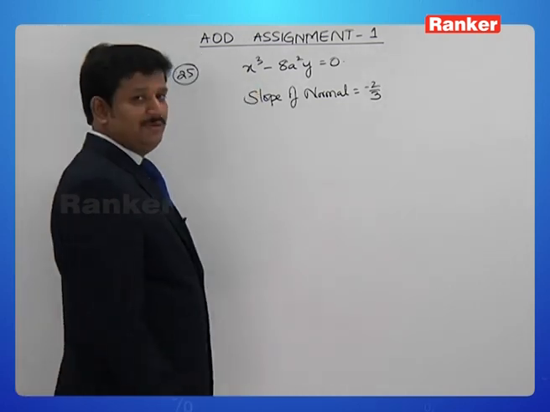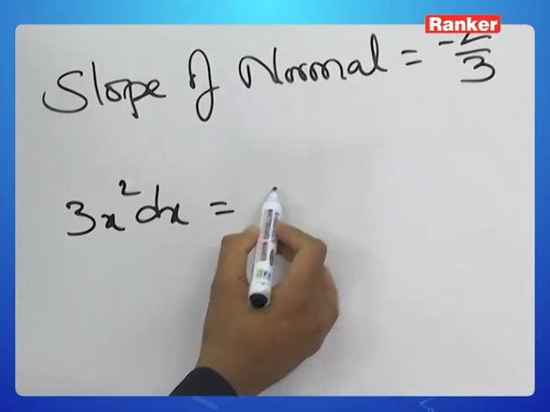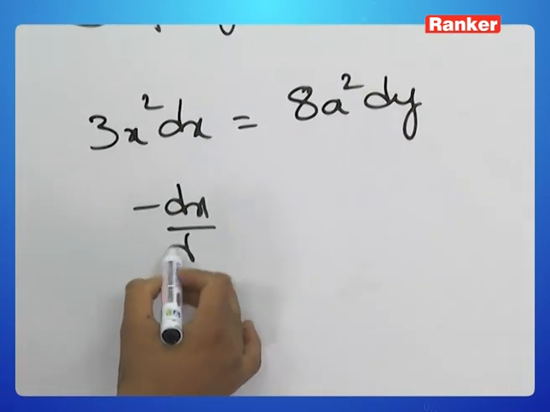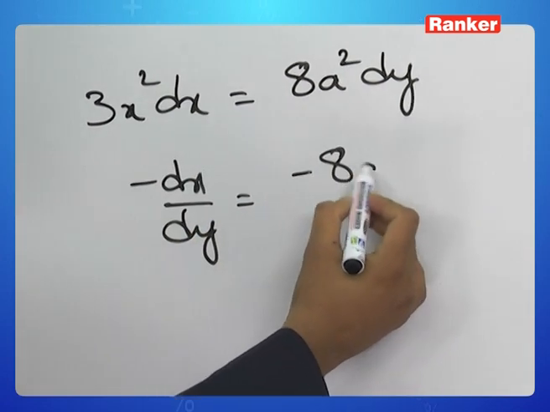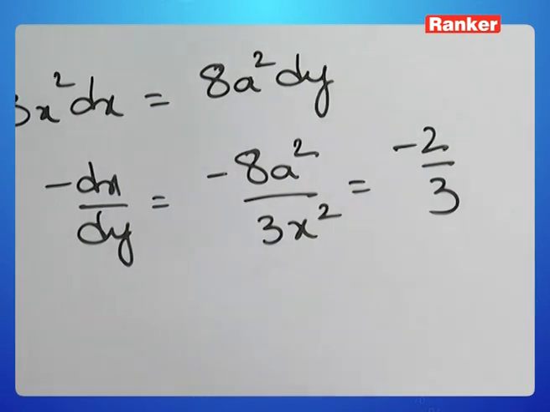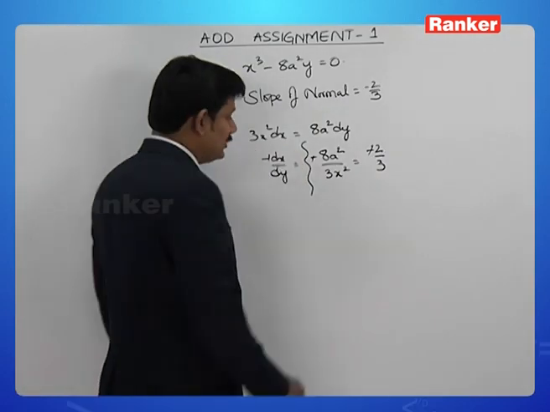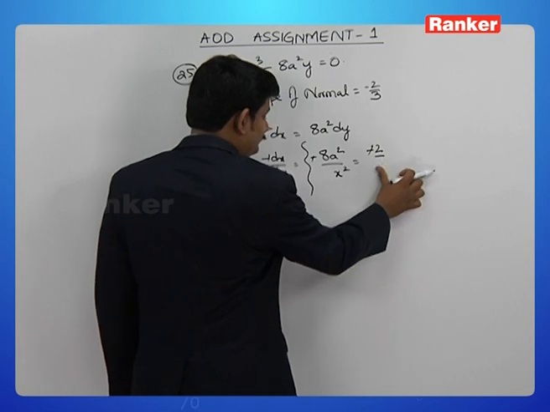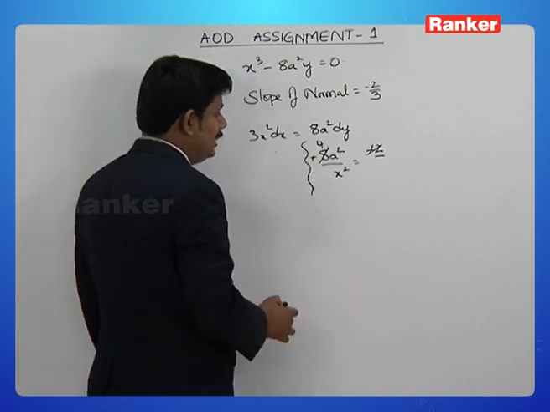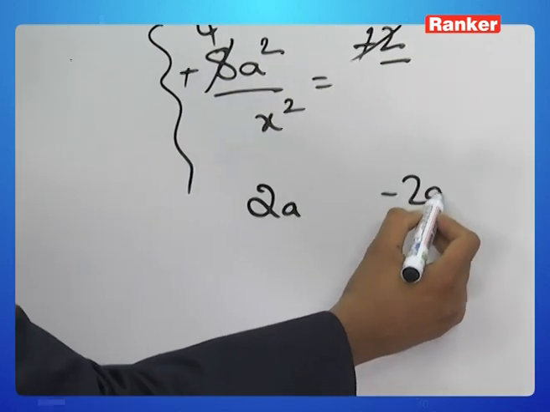Slope of the normal, we know, is given by minus dx/dy. Differentiate the curve: 3x² dx is equal to 8a² dy, or minus dx/dy is minus 8a² by 3x², which is given to be minus 2 by 3. So the minus signs get cancelled. Let us look at this part of the equation. The 3 and 3 we can get rid of. Then x² is equal to 4a², or x is 2a or minus 2a.